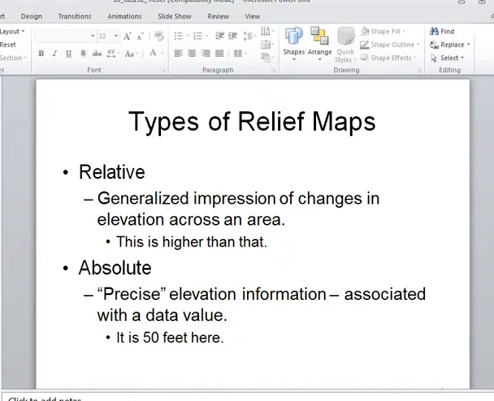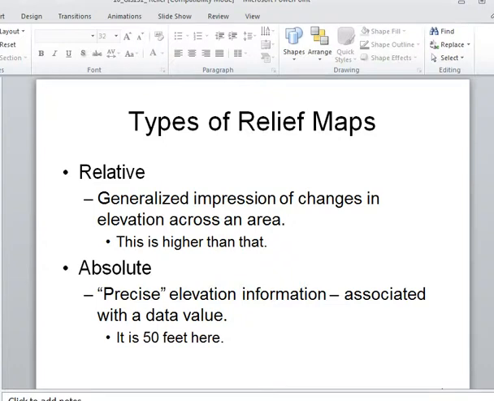So it is precise information, okay? The relative just gives me an impression. I can tell this is higher than that, right? So if you look at this map on the wall of the bathymetry of Crater Lake, if you're standing at this distance, you can't see the absolute relief on this map, but you can see the relative because they've used shading, right? So I can tell what's a little higher and what's a little lower, but I can't really tell by how much.